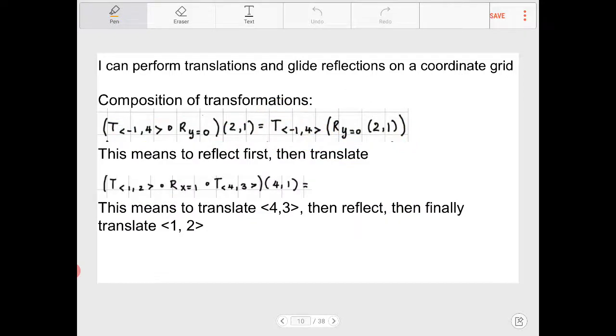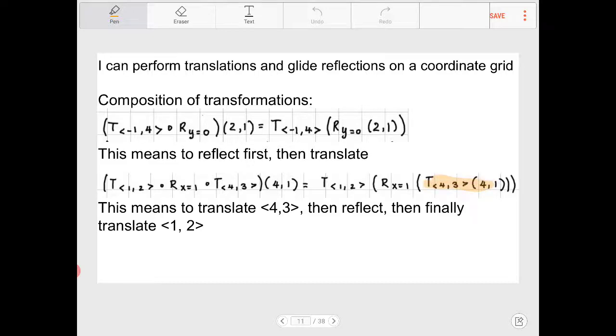So what would happen if we have 3 different transformations at play? Well, no different. We are going to perform all the transformations moving from right to left. So first there's a translation, then a reflection, followed by another translation. And alternatively, this is the other way of writing the composition of transformations.